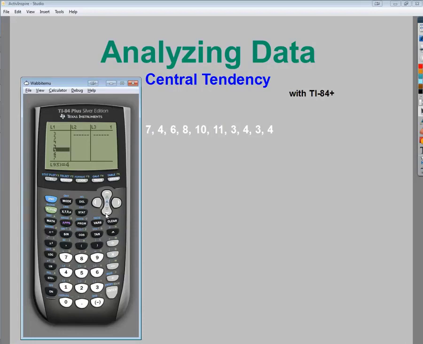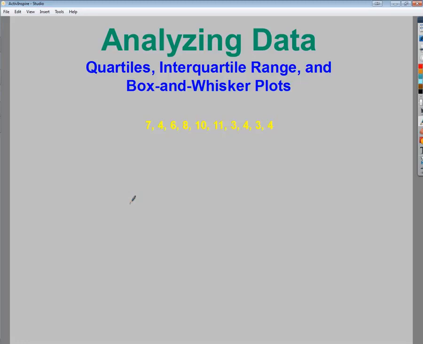So done. All right, in this video, I'm going to talk about analyzing data, specifically looking at quartiles, interquartile range, and box-and-whisker plots. So I'm going to take my data that I have here, the 7468 line, and I'm going to just analyze it using those setups.